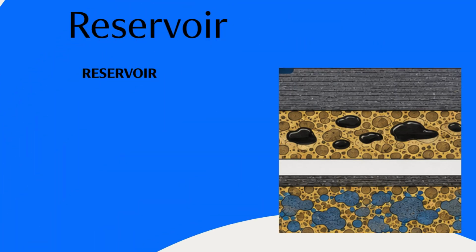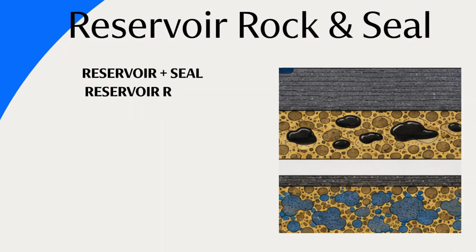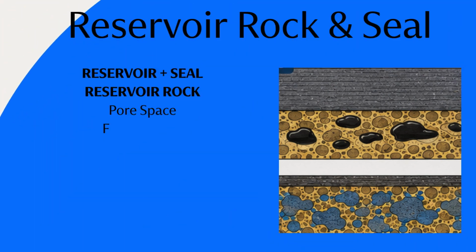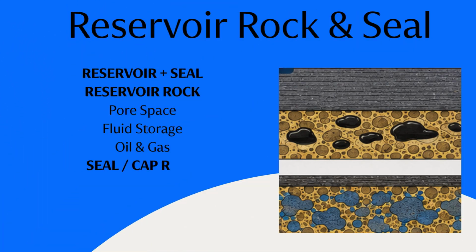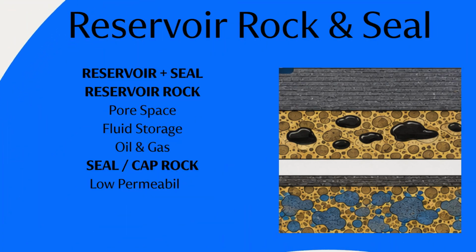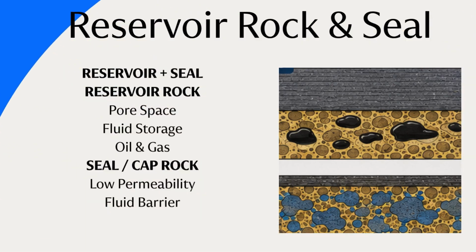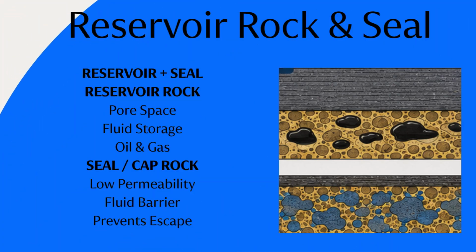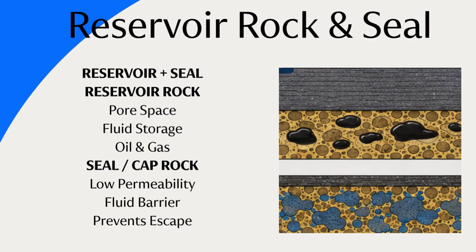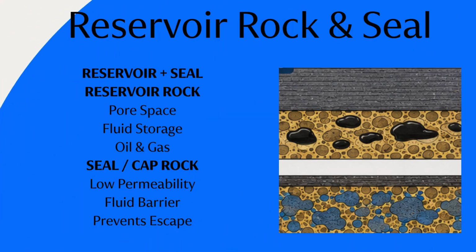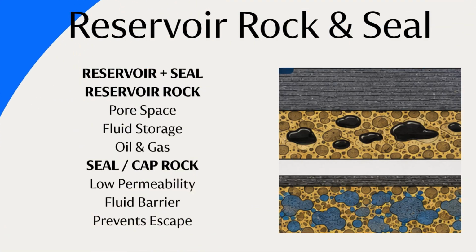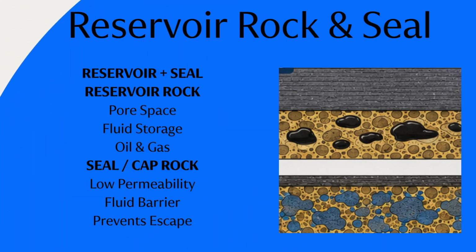Now, our trap needs another important thing: seal. Let's make it simple. Imagine you have a water bottle. The bottle holds the water and the cap stops the water from escaping. In a reservoir, the reservoir rock provides space for hydrocarbons to collect, and the seal or cap rock helps stop them from moving upward. So remember these two words: reservoir stores the fluid, seal helps prevent its escape. That's the basic idea.